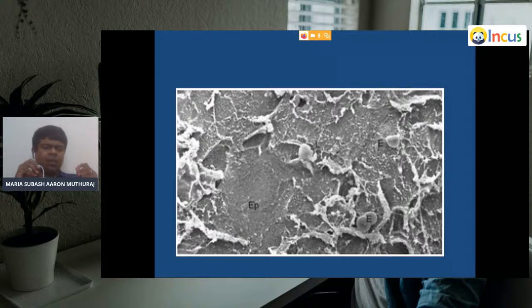Some erythrocytes also move through the sulcular epithelium, and bacterial toxins can easily pass through it, but it won't allow everything to pass. Therefore, the sulcular epithelium is selectively permeable. The answer will be D.